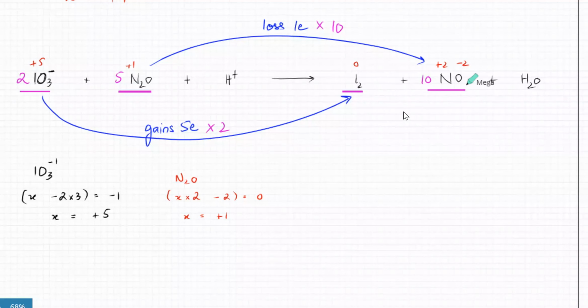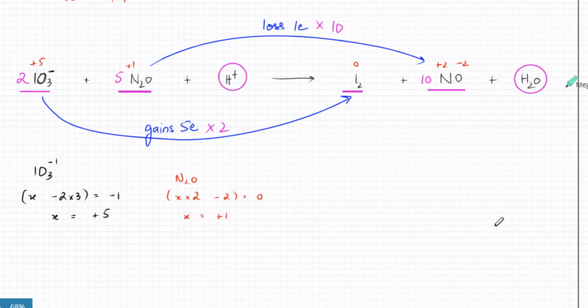Yes, so now the number of electrons gained and lost are equal. The only thing you have to do is balance what's left. Balance H and balance O. You just have to balance these now.